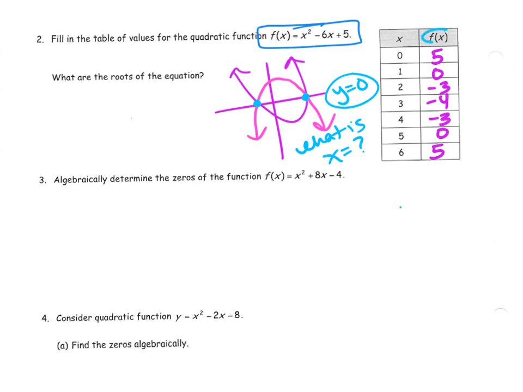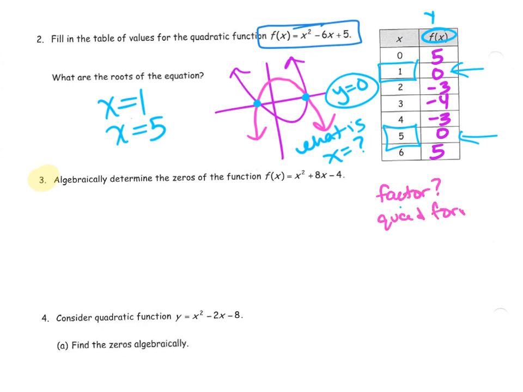So if I come over here, f of x is really y. Here is where y is 0, and here is where y is 0, and we have x equals 1 and x equals 5. Okay, so those are my roots, just doing this from the calculator. If I asked us to algebraically find what the zeros were, you have a few options here. When I think algebraically, I'm thinking either factor, quad formula, or complete the square, which is everybody's least favorite.